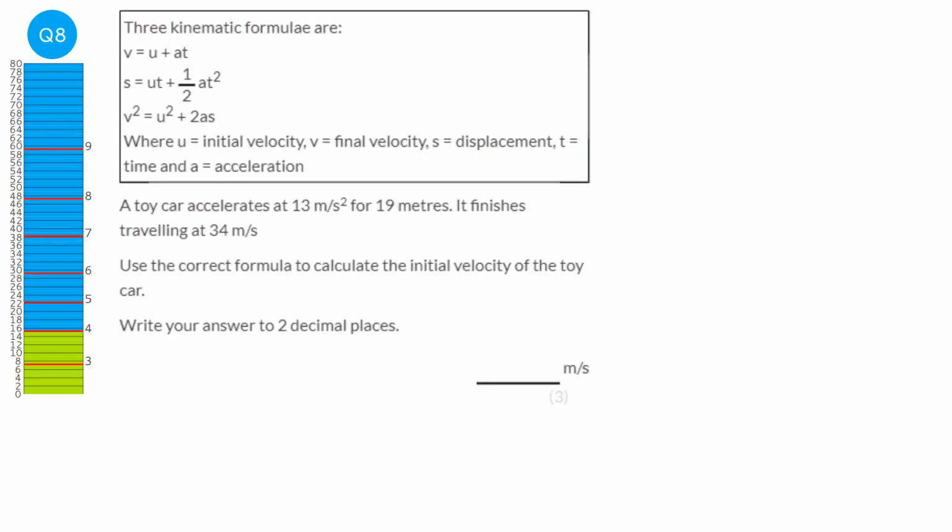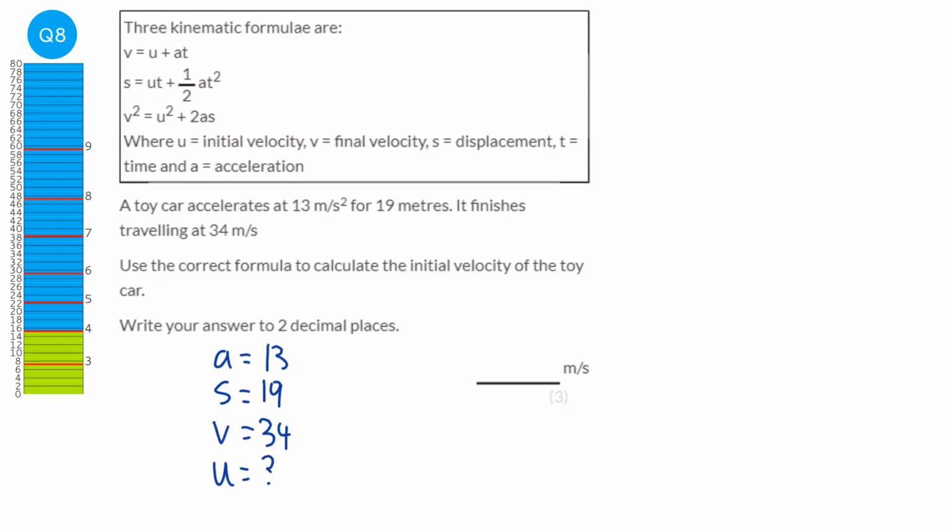So let's look through this question to see what information we're given and what information we're looking for. So we're given the acceleration is 13 meters per second squared. We're also given the distance is 19, and we're also given the end velocity, which is v, is 34, and we're looking for the initial velocity.